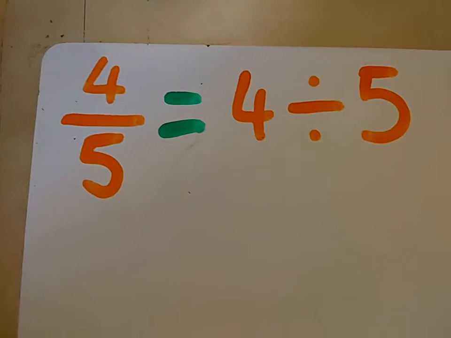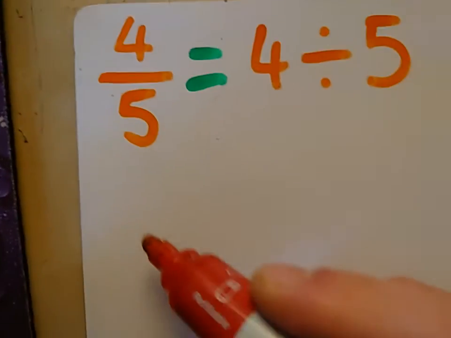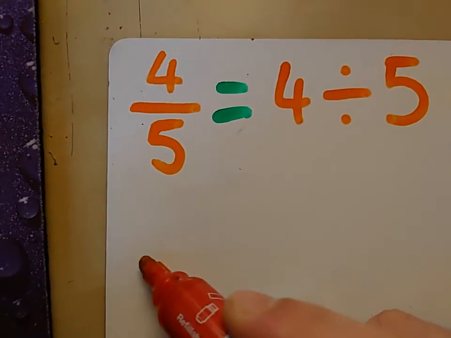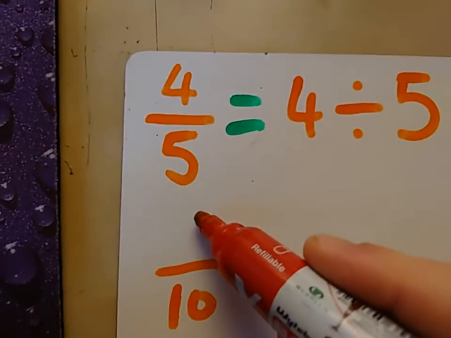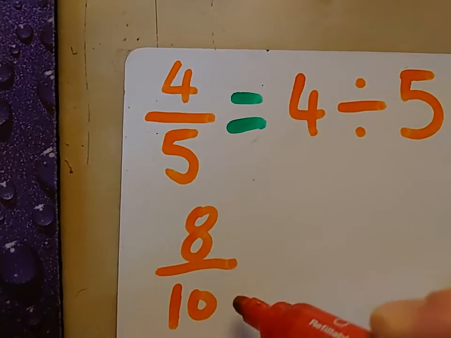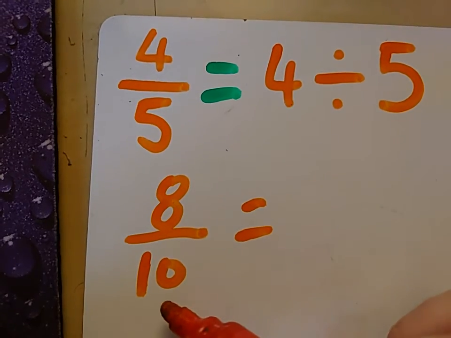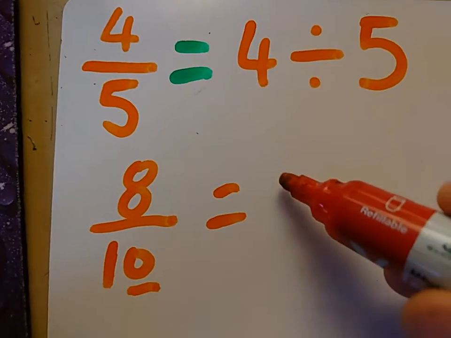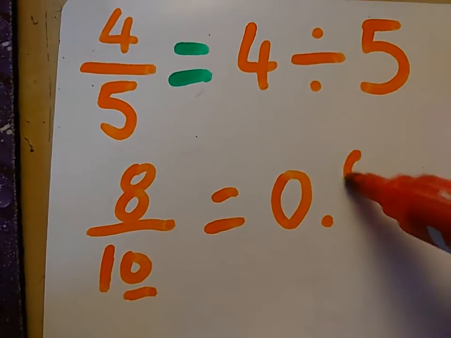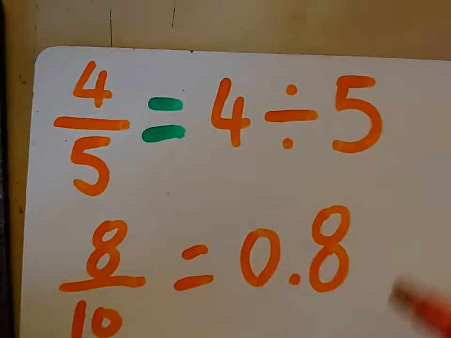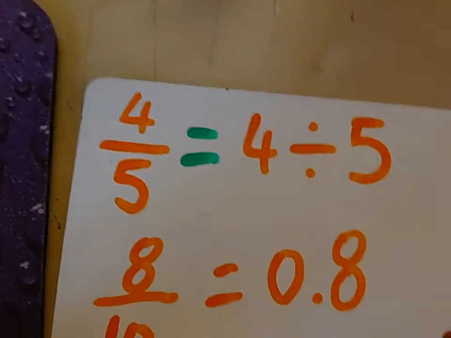The way we did it yesterday was we thought, well, actually 5, I can change 5 into 10 by timesing it by 2. So if I do the same, I can get 8/10. And I know it's going to be one decimal place because it's just 10. So you put a 1 0 there. So it's going to be 0.8. 4 divided by 5 is 0.8.